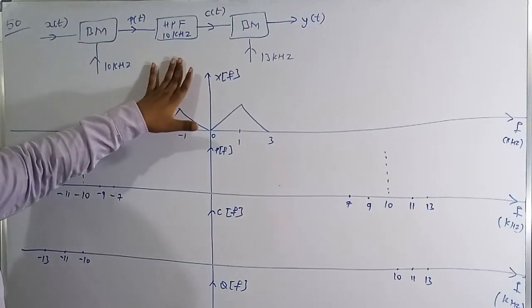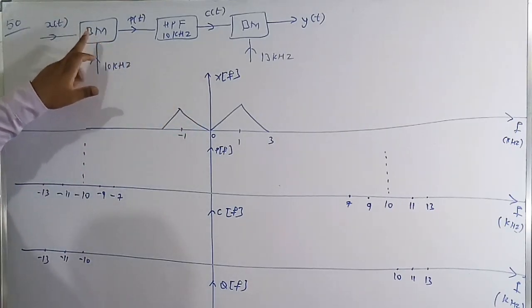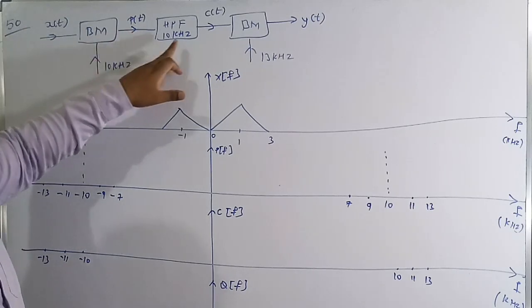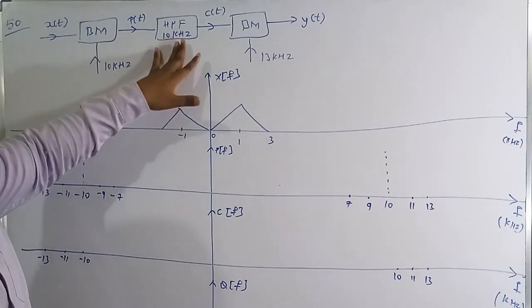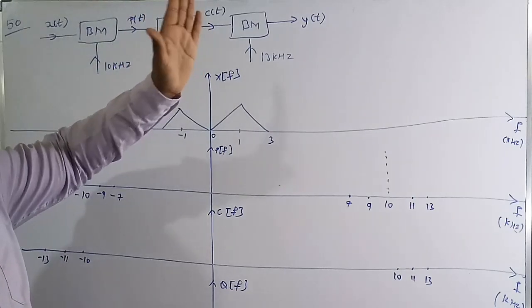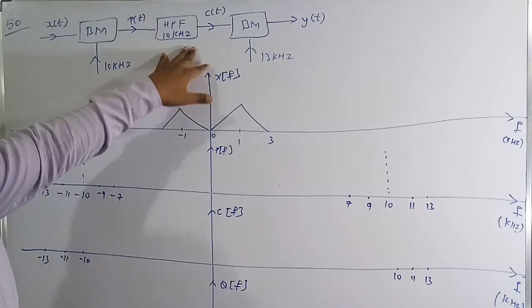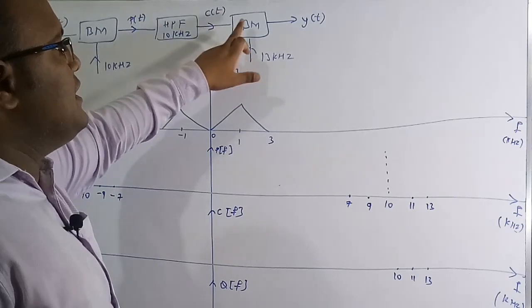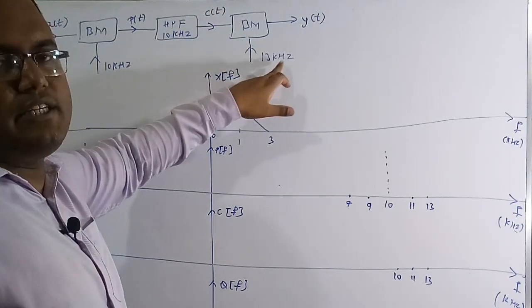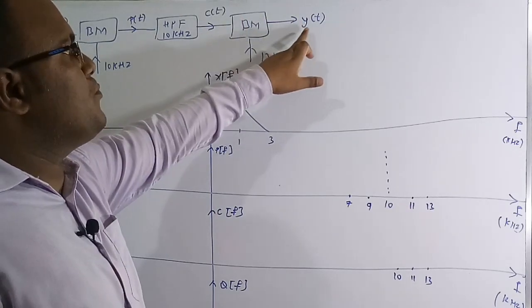This is the circuit which is given in the question. A balanced demodulator is nothing but it does the product of the two input signals. This output is given to the high pass filter with a cutoff frequency of 10 kilohertz, meaning it is going to transfer only those frequencies which are higher than 10 kilohertz. The output of this is given to the second balanced modulator, where this C of t and this 13 kilohertz are again multiplied, and the output is y of t.